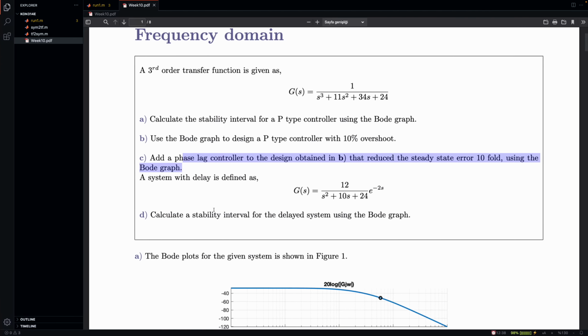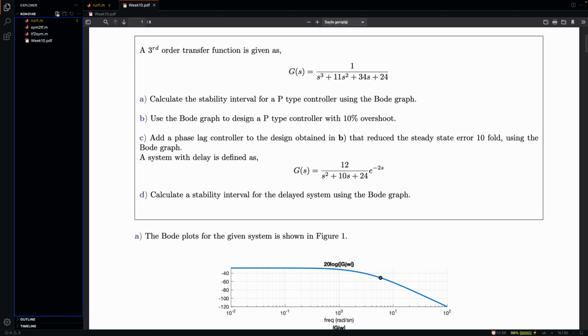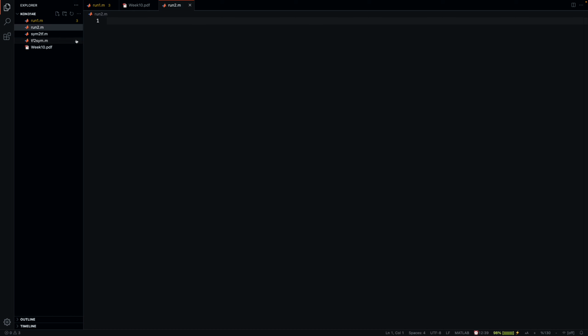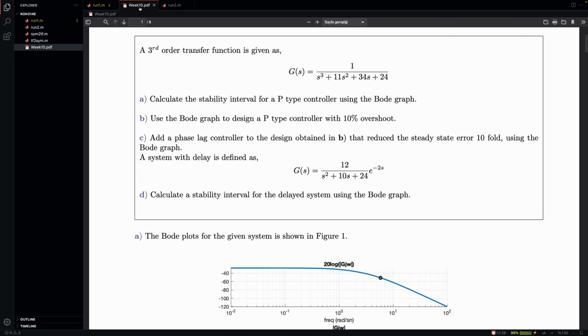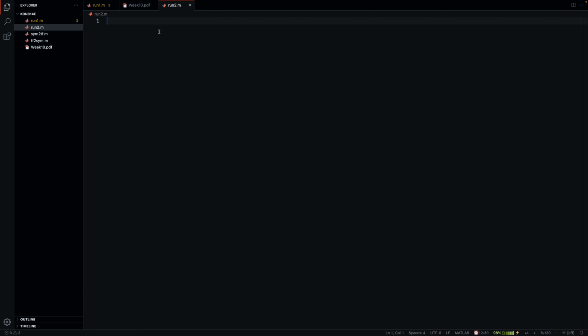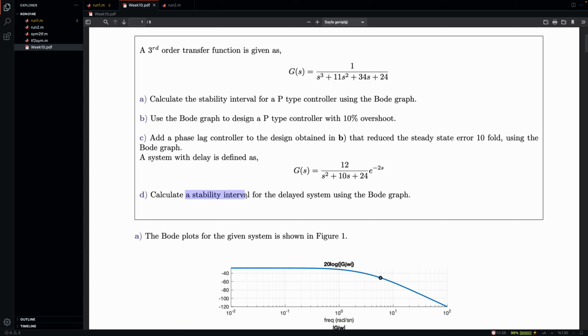let's move on. Let's look at the system that has a certain delay in it. So I'm just going to open up a new file for this one. And an IO delay of 2 seconds, if I'm not mistaken. Now, calculate the stability interval of a delayed system using the Bode plot.